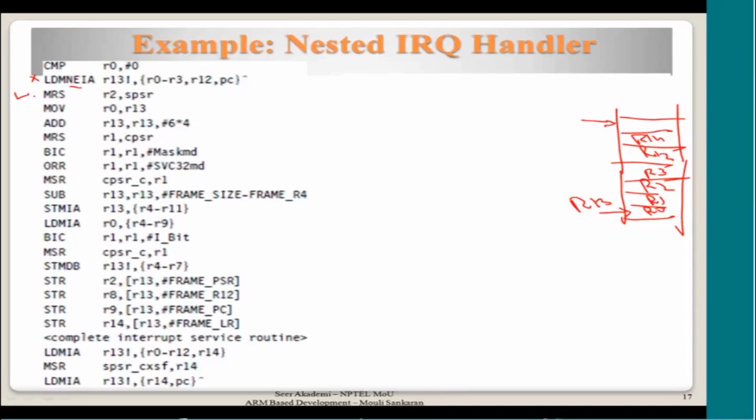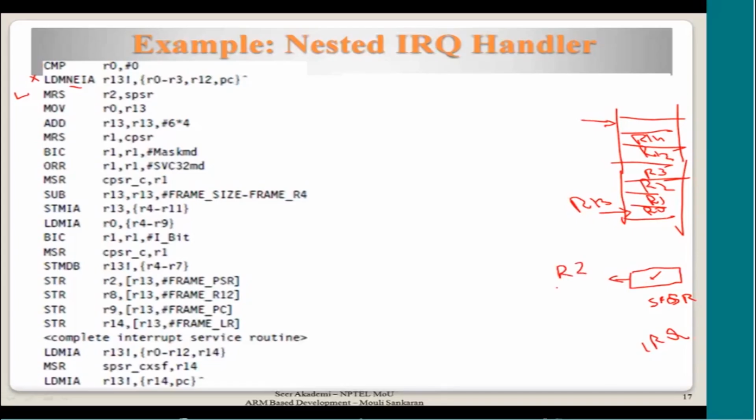So MRS will be done. What is MRS? Very simple: status to register. Now the SPSR was there originally, right? Whose content is this SPSR? This is the IRQ's SPSR. We are in IRQ mode. This is the original CPSR value of user mode. Now this is copied into R2.